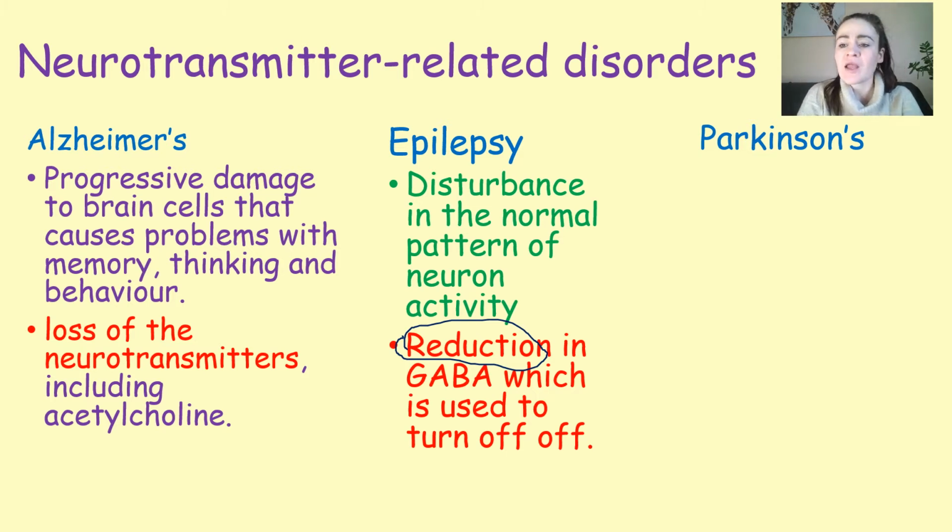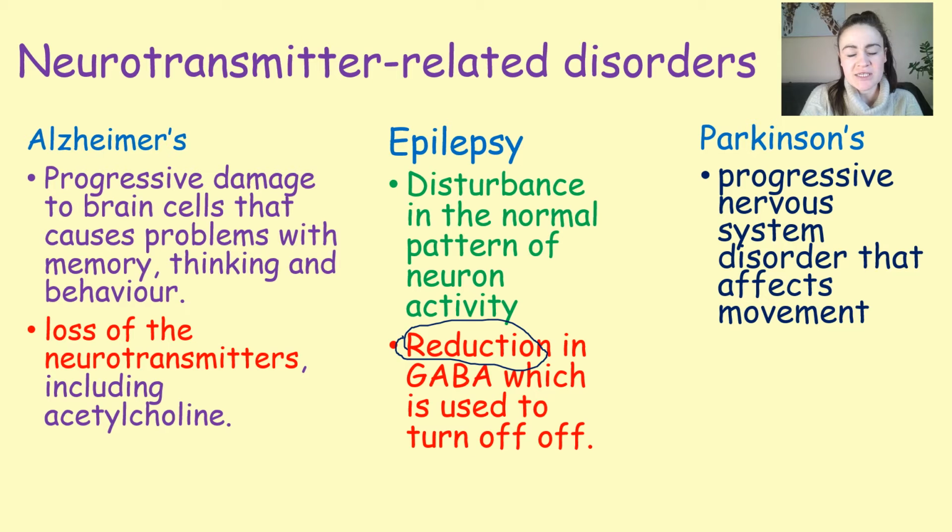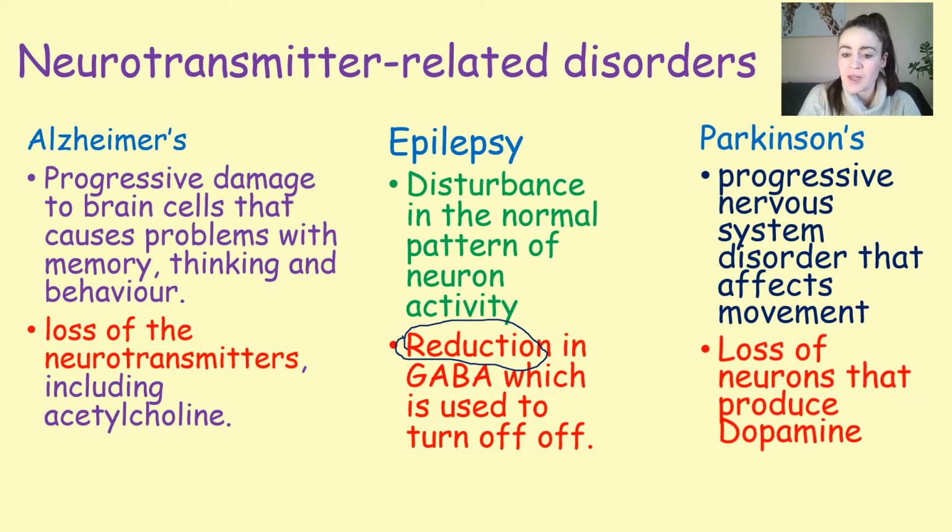Okay. Next one is Parkinson's, another progressive nervous system disorder, and this affects movement. And what we've got here is basically a loss of neurons that are actually producing dopamine.